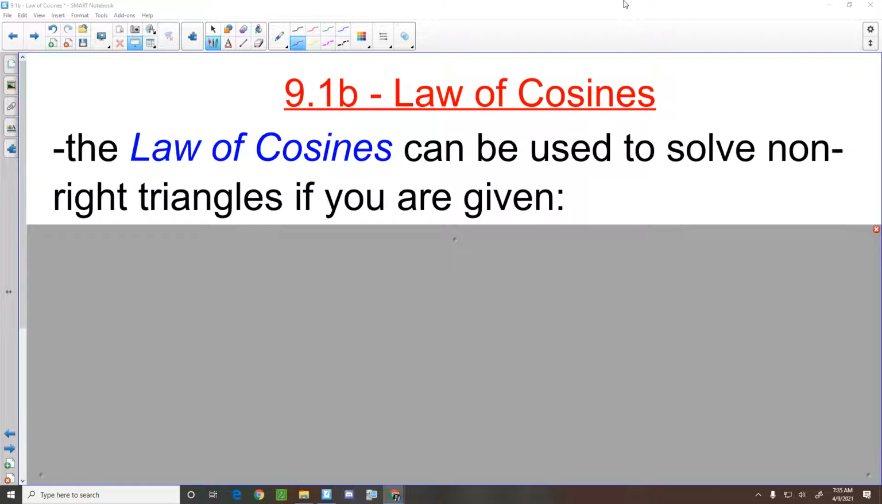All right, so law of cosines, 9.1b. This is the other part of your first learning target in this unit. You'll have to use the law of sines and the law of cosines. Now, the law of cosines is a bit more involved. There are some more calculations than the law of sines, and so this isn't always going to be your go-to formula. This is kind of like your last resort.